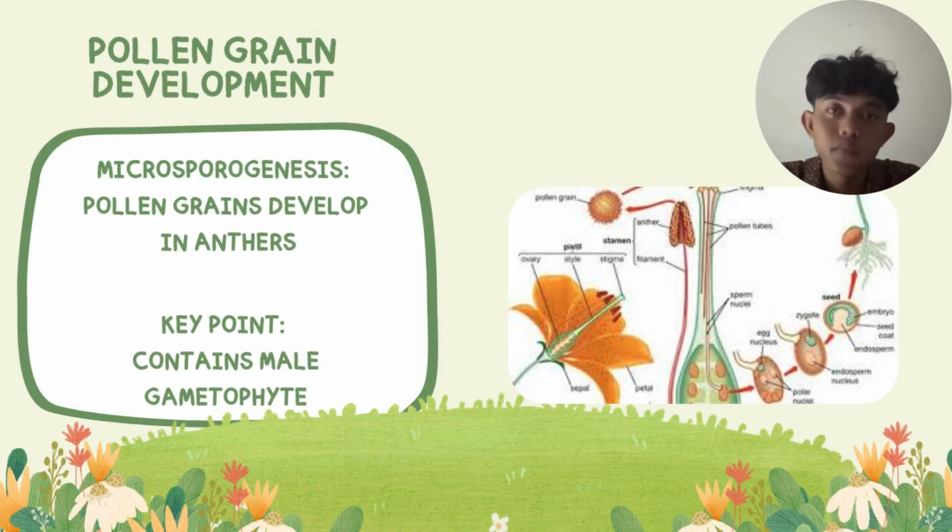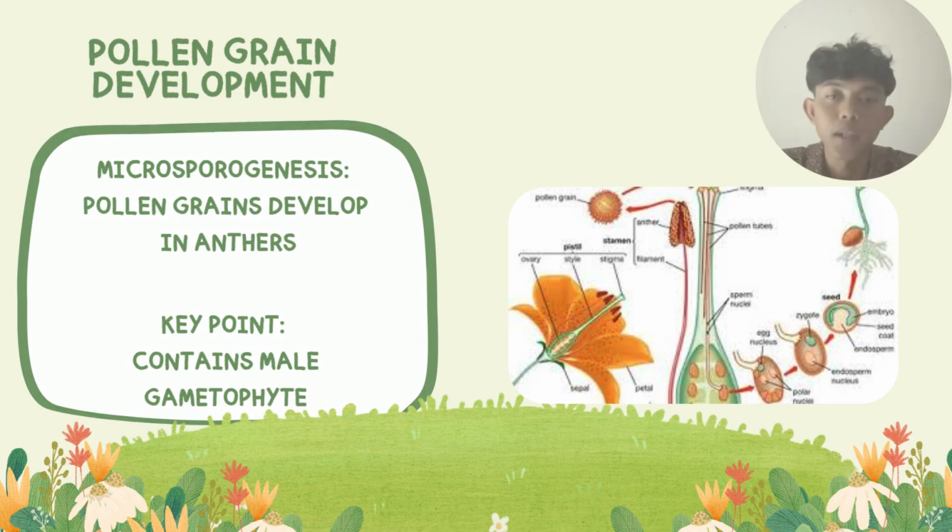Inside the anther, pollen grains develop through a process called microsporogenesis. The anther contains pollen sacs where cells divide to form pollen grains, which carry the male gametophyte. When mature, these grains are released and ready for transfer to a stigma.